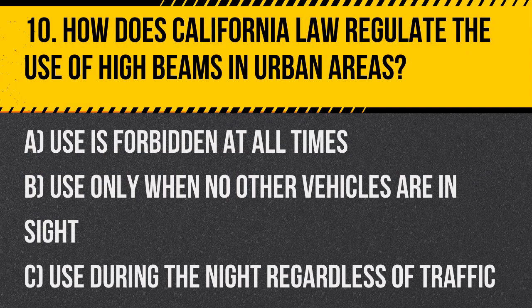Question 10. How does California law regulate the use of high beams in urban areas? A. Use is forbidden at all times. B. Use only when no other vehicles are in sight. C. Use during the night regardless of traffic.